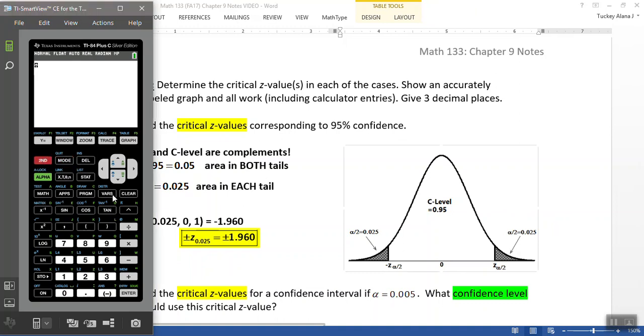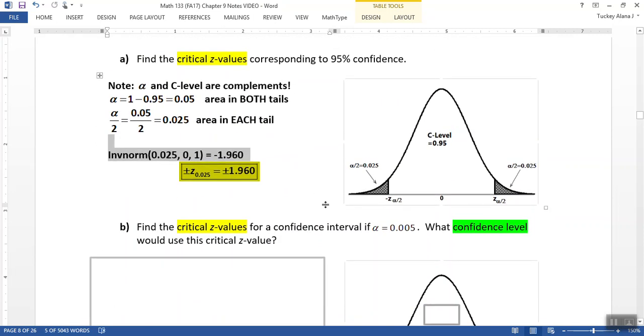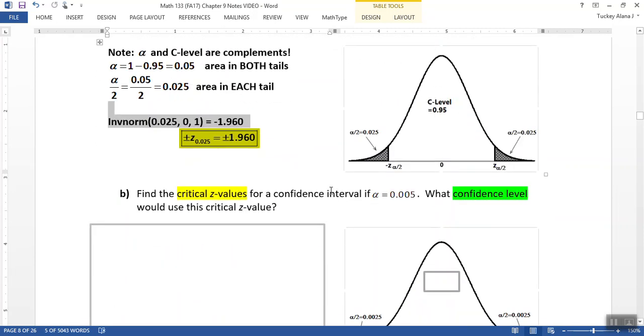Real quick, I'm just going to show you on an older calculator what it looks like. So when I hit inverse norm, see, it doesn't have that left, center, right feature. So for this calculator, you have to use the 0.025. You have no left, center, right, so you just enter 0.025, comma 0, comma 1, and there it is, negative 1.960, and then you have to know that there's another one that's positive. I mean, you don't have to. If you wanted to, you could find it with inverse norm, but it's not necessary. Because of symmetry, it has to be the same number on both sides.